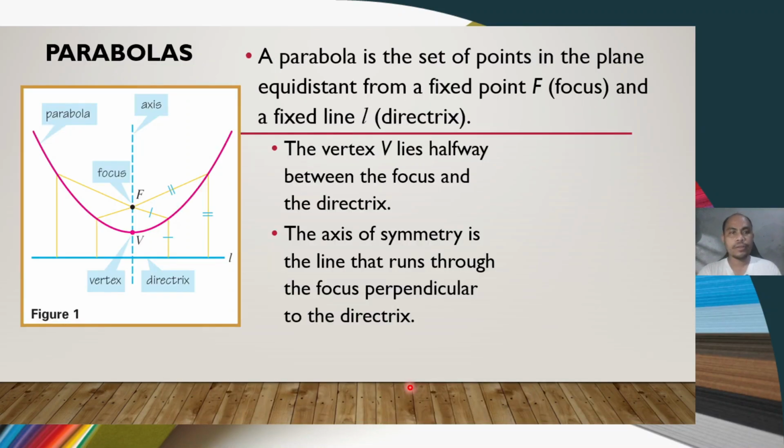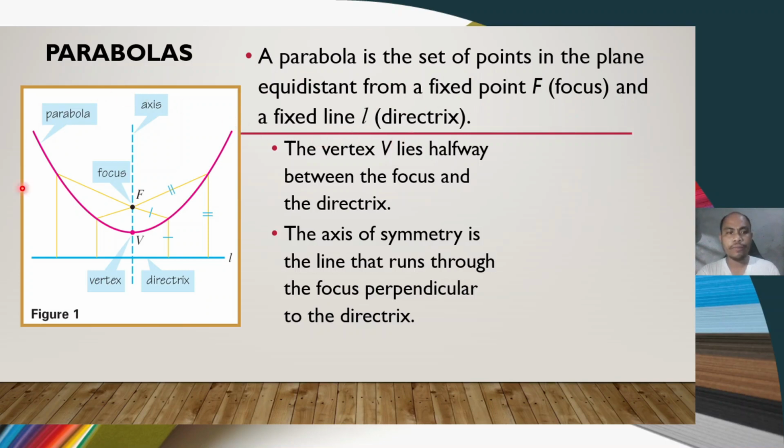Moving on, what are parabolas? In plural form, or in singular, parabola. What is parabola, by the way? Parabola is a set of points in the plane equidistant from a fixed point F or focus and a fixed line L called the directrix.